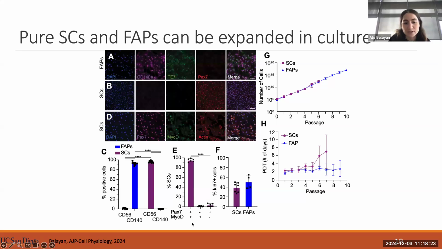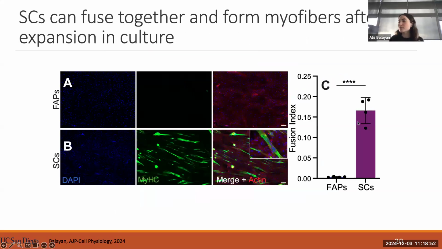Following, I demonstrated that the satellite cells in culture are activated and proliferating, given their double expression of PAX7 and MyoD. I also demonstrated that about half of the satellite cells and fibroadipogenic progenitors in culture are actively proliferating. And both satellite cells and FAPs can be expanded in culture. But our satellite cells reach senescence at about passage 5 or 6, while FAPs could reach higher passages. So then I moved on to further characterization.